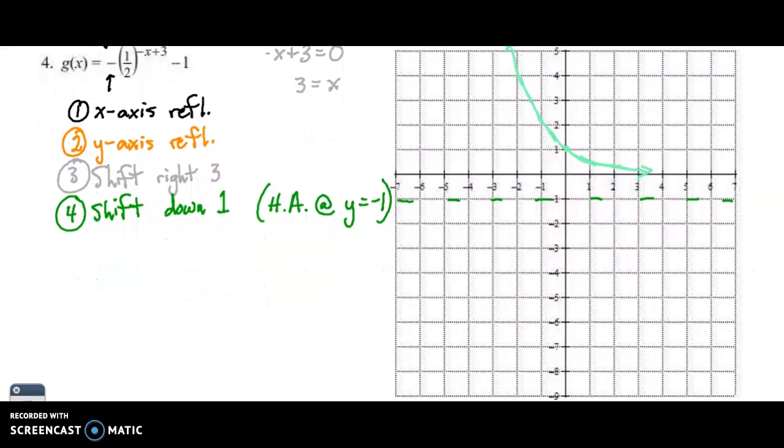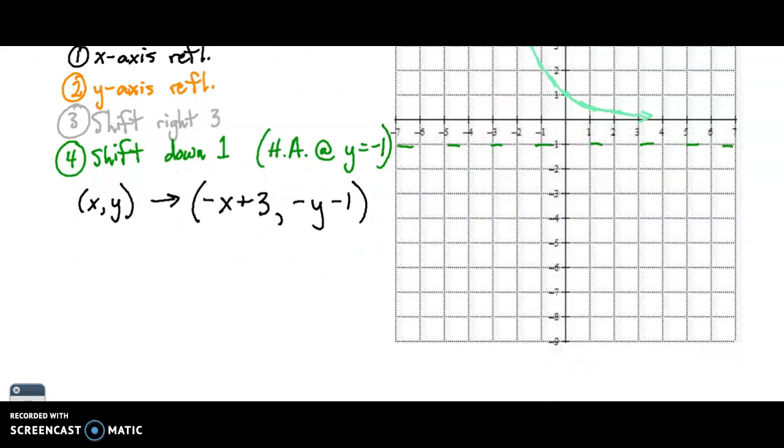But again, I'd like to see you practice that skill of writing x comma y and then changing it the way we need to. Well, if we have a y-axis reflection, that's a negative to the x, and we're shifting right 3. But remember, we talked about this earlier in the year. If you have a y-axis reflection, you just rewrite the argument, so it's -x plus 3. And then we have -y, because it's the x-axis reflection, -1, shifting down 1.